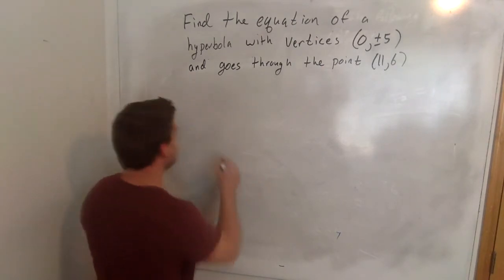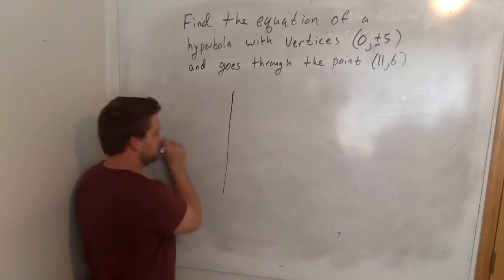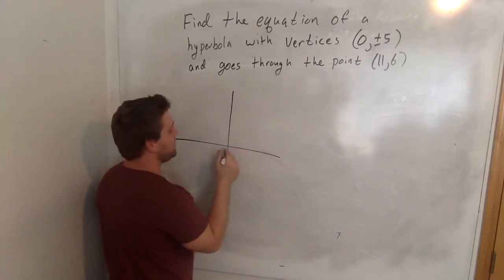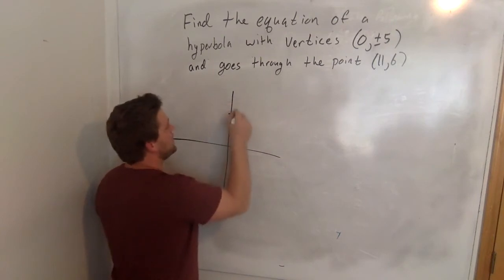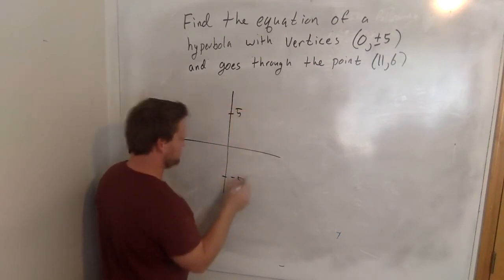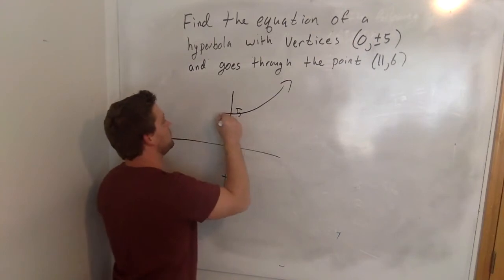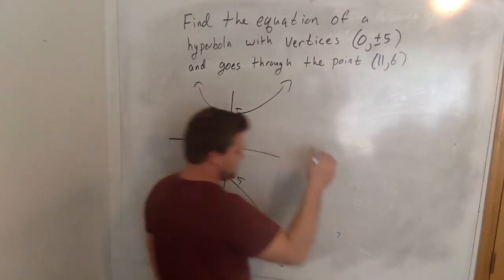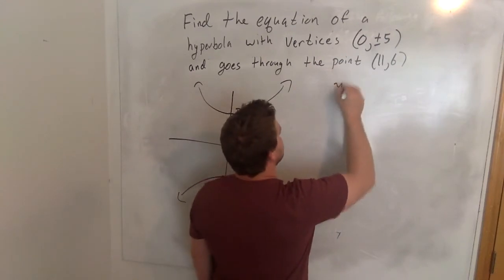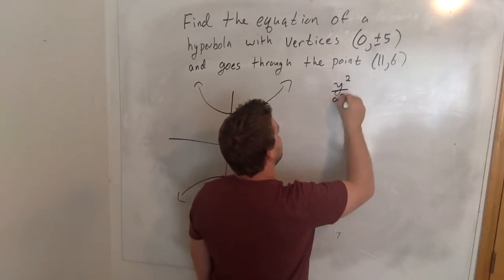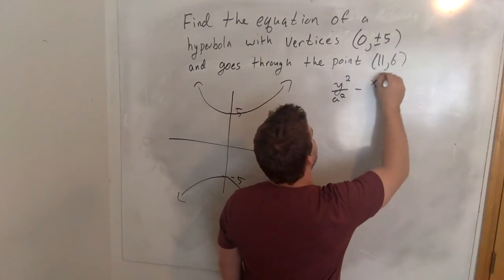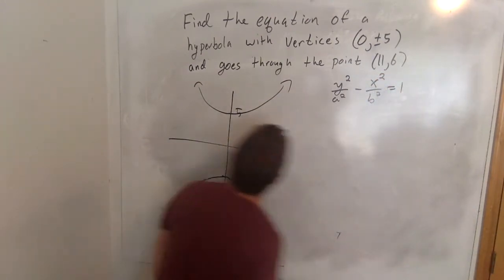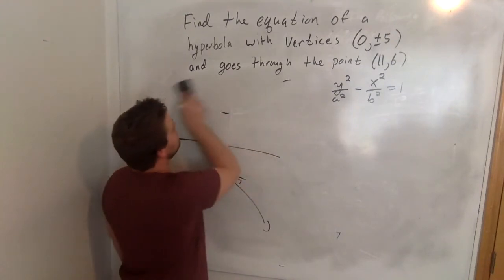The first thing we should look at is the orientation. The vertices at (0, plus or minus 5), so they are along the y-axis. So the hyperbola will be opening up and down. Okay, so the equation will be y squared over a squared minus x squared over b squared will be equal to 1. Okay, let's go ahead and erase this picture.